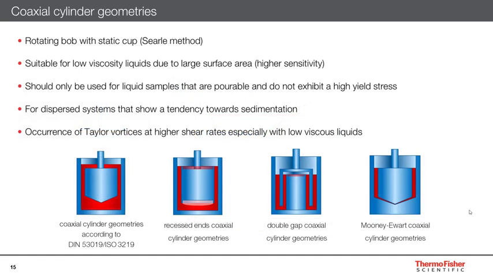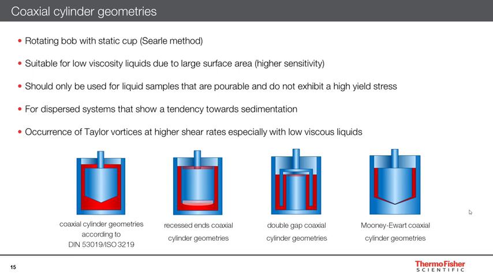This slide gives an overview of the standard coaxial cylinder geometries. They all consist of a rotating bob and a static bottom cup. Such a combination is also referred to as a Searle geometry. In general, coaxial cylinder geometries are suitable for pourable, low to medium viscous liquids. They should not be used for materials that exhibit a high yield stress.